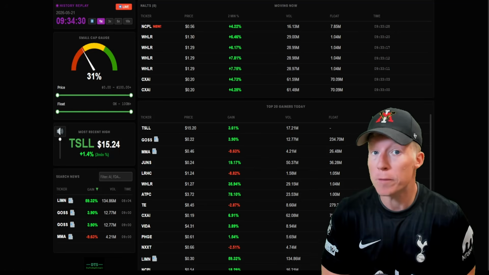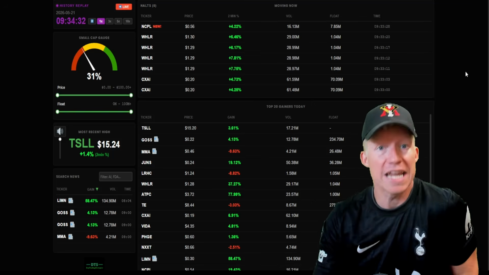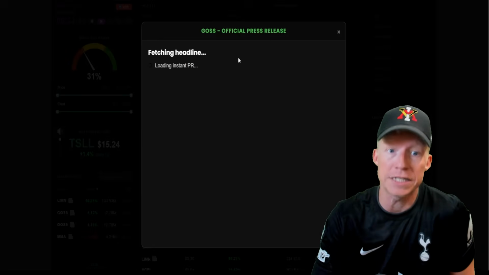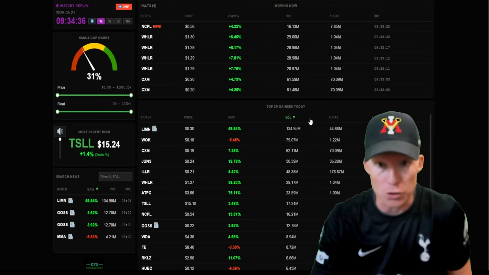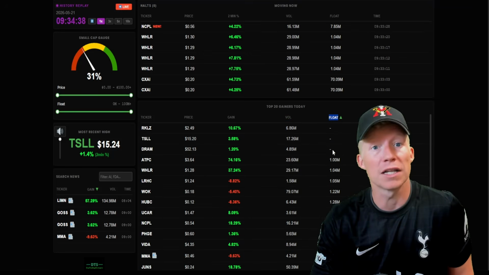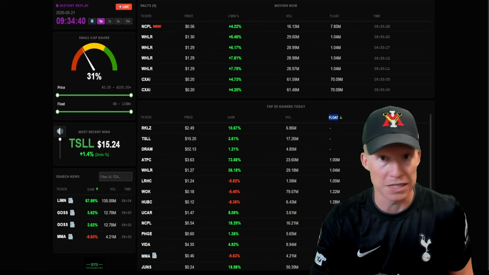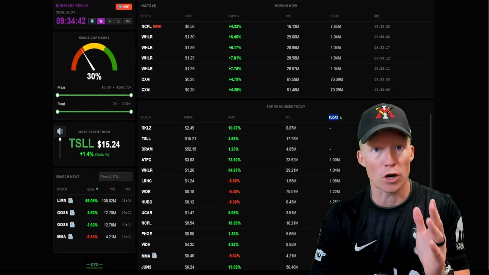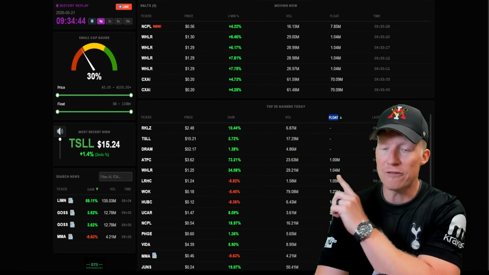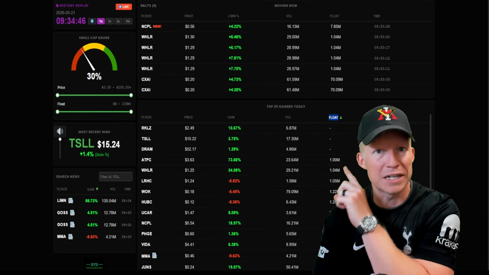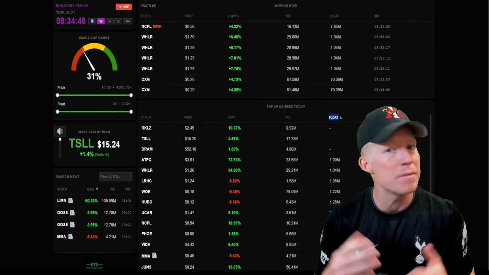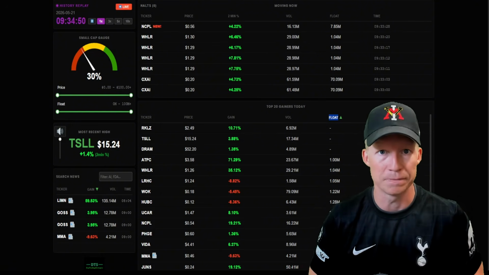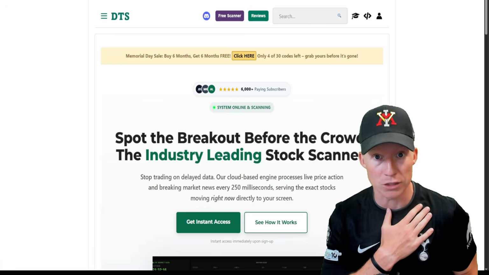Now, the most important part in all of this is the ability to locate news, volume, and float live and in real time, because it doesn't matter how good your framework is for finding setups. If you don't have the ability to find the setups live and in real time, you simply will not make any money. What you just saw was my real-time stock scanner.